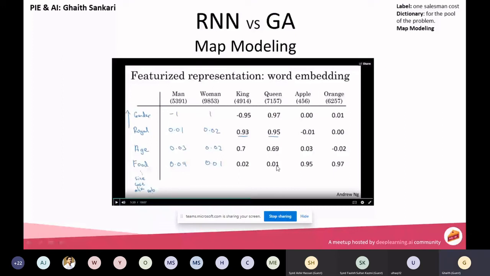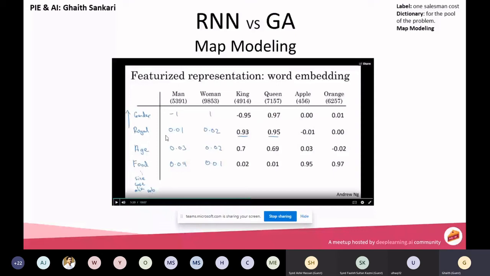So the relationship between queen and royal will be stronger. And this is what will be used to predict when to use the word queen or when to use the word orange, for example, or strawberry.